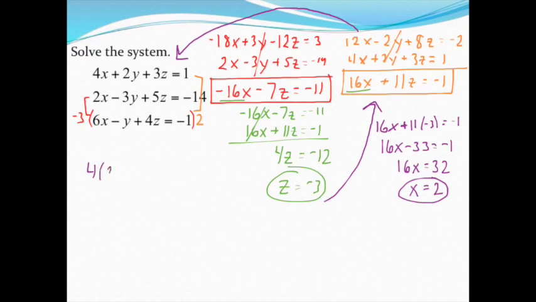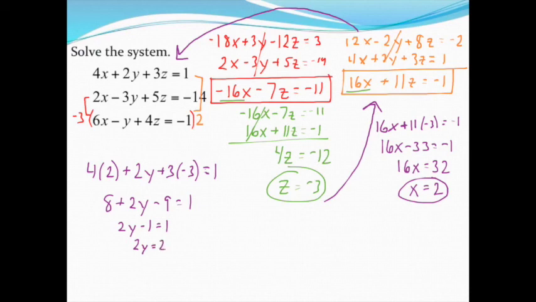So 4 times x, which we now know is 2, plus 2 times y, that's our only remaining variable, plus 3 times z, which we know is now negative 3, would be equal to 1. Okay, so let's go ahead and solve that. I'm going to have 8 plus 2y minus 9 would equal 1. If I combine some like terms, I've got 2y minus 1 equals 1. I'll add 1 to both sides and finally divide. And there we go. There is our final answer. I get y equals 1 after all that work.